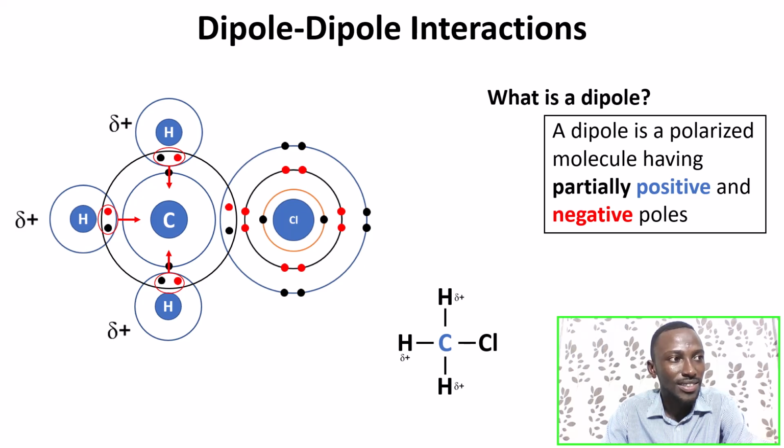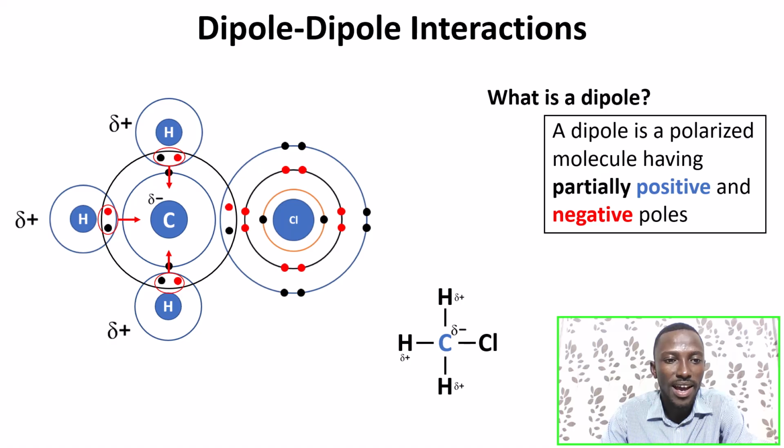So what is the result of this pull? The 3 hydrogens end up becoming partially positive. And if the 3 hydrogens become partially positive, the carbon becomes partially what? Negative. Good. The carbon becomes partially negative, because it pulls electrons towards itself, and electrons are negative, right? So if it pulls electrons more towards itself, it will end up being partially negative.